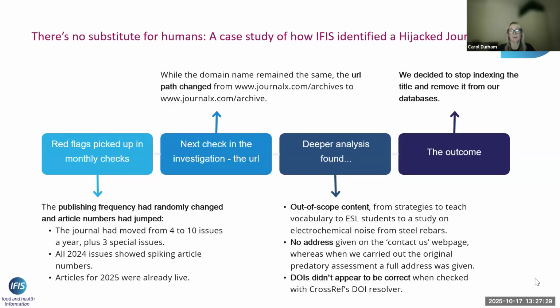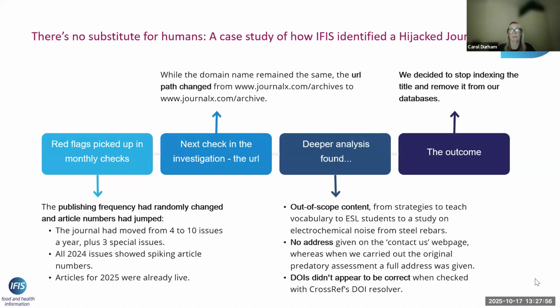And here you can see an example of what is known as a hijacked journal. Again, another term that may well not be familiar. It's quite a new term. It's quite a new process that we've found is happening now. So our editorial team complete monthly checks, and in this particular case for this journal, they noticed that the publishing frequency had very randomly changed and the article numbers had jumped up.